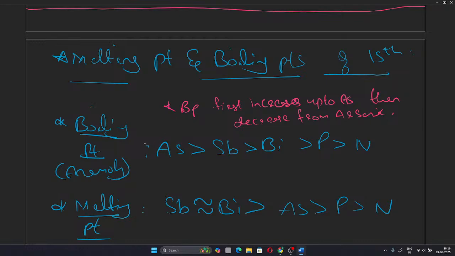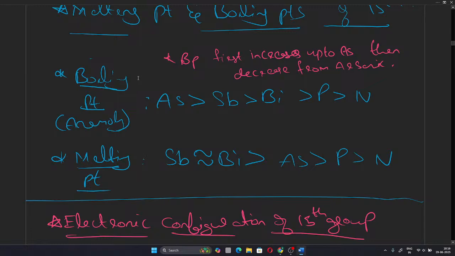And as for melting point, antimony and bismuth have the highest melting points, with antimony being the highest, then followed by arsenic, phosphorus, and nitrogen. We can say here melting point decreases down the group.